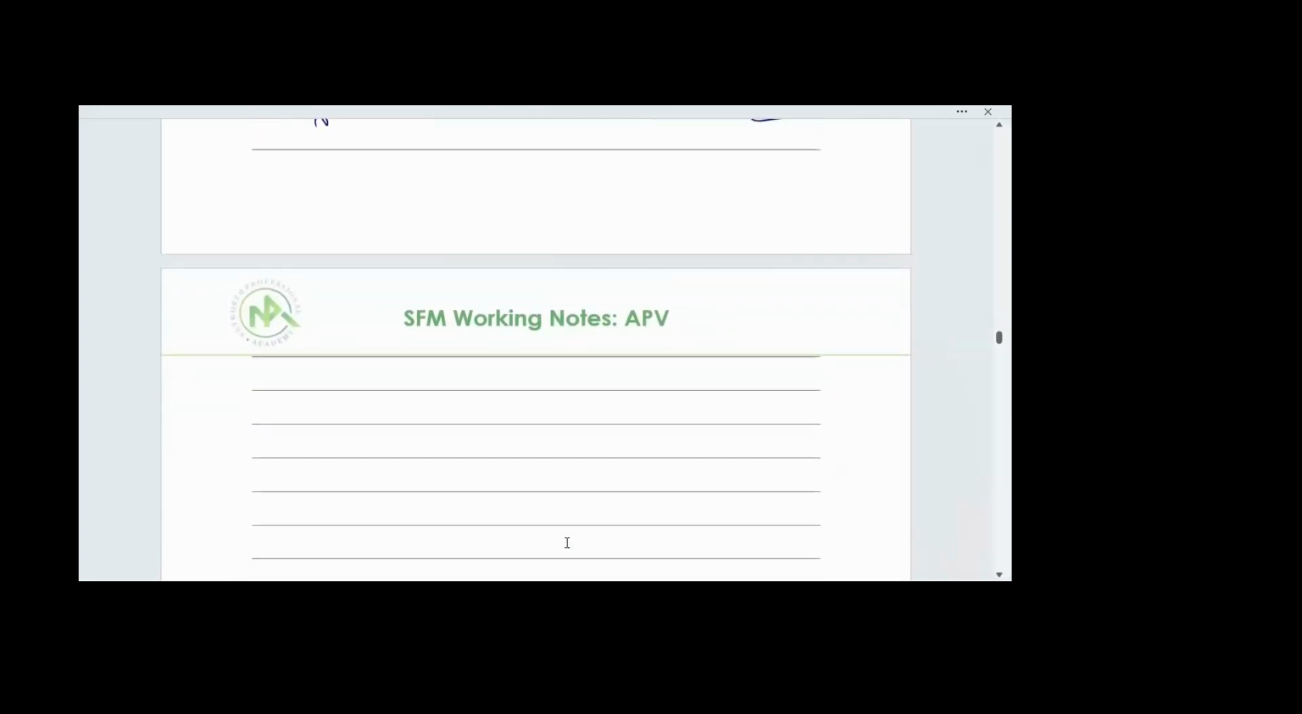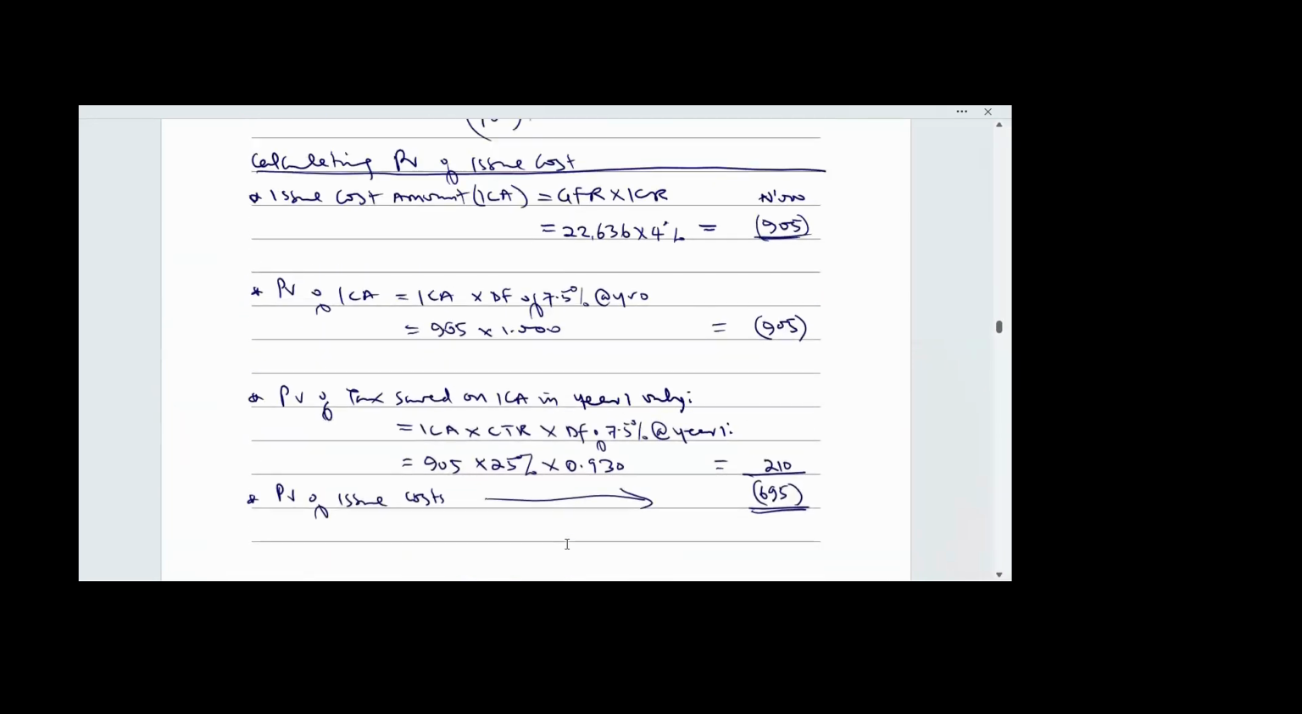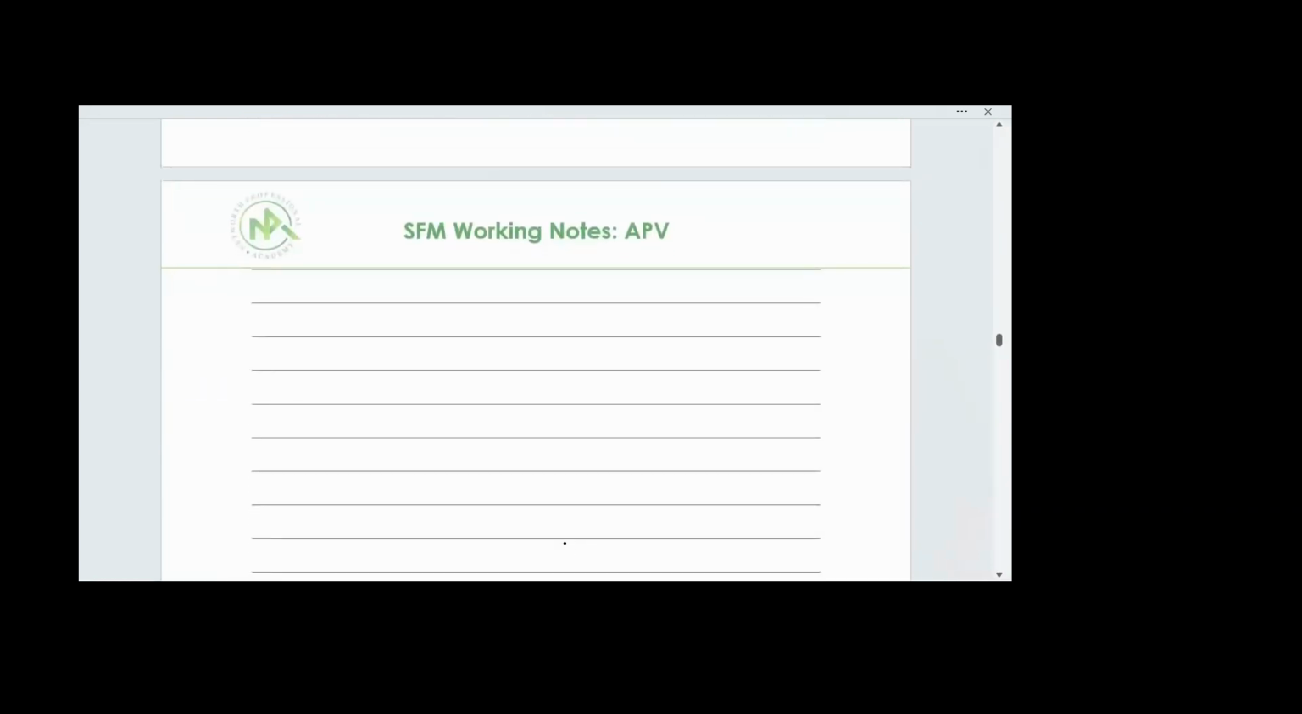We want to calculate the PV of net subsidy. Based on my explanation, to calculate the PV of net subsidy, there are 4 procedures you are going to carry out. The first procedure is to determine the subsidy amount, SA. How do you calculate the subsidy amount? The subsidy amount is calculated as the gross finance required multiplied by the proportion of subsidy.